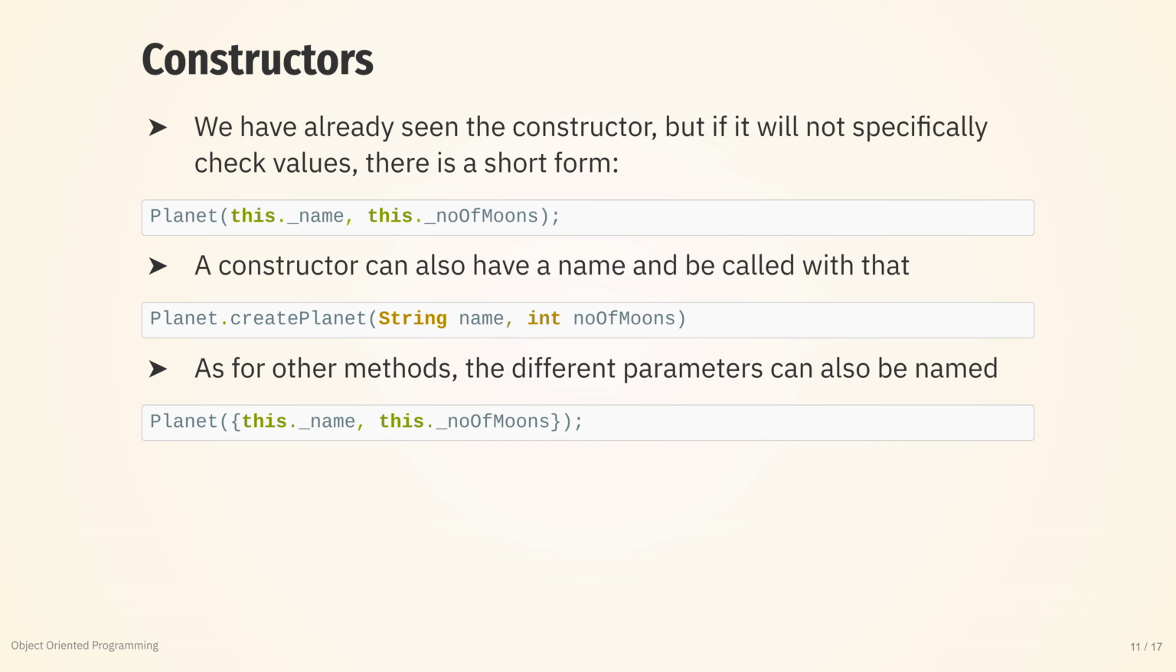And just as for the normal functions that we saw last time, constructors can also be made with this named way of doing it, namely to, in curly braces, set name and number of moons like this, and then we need to specify the name of the different parameters instead of the position of the parameters.